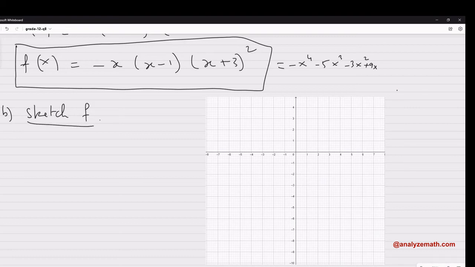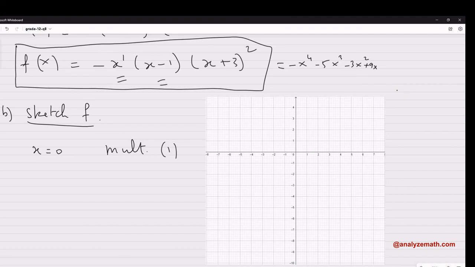The first thing is to determine all the zeros and their multiplicity. The first one is x equal to 0. The multiplicity is the power that comes. Now when we say x, it's like x to the power 1. So we say multiplicity 1. At multiplicity 1 or 3 or 5, at odd multiplicity, the graph will cut the x-axis.